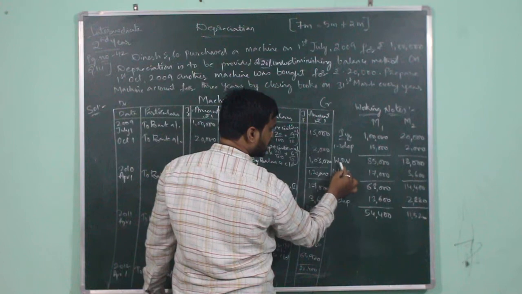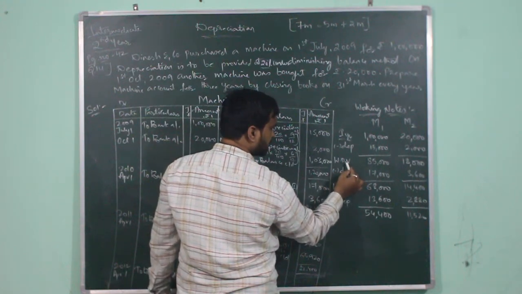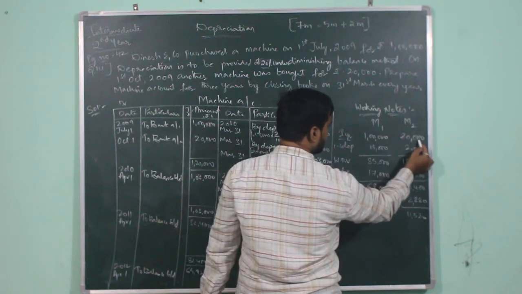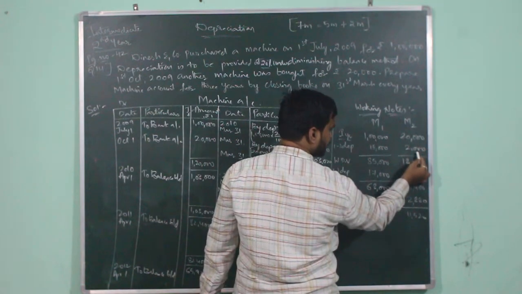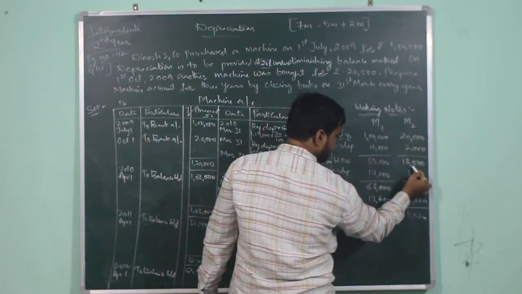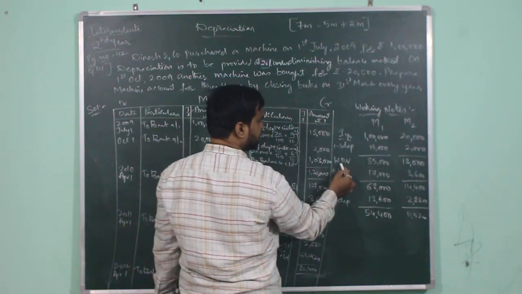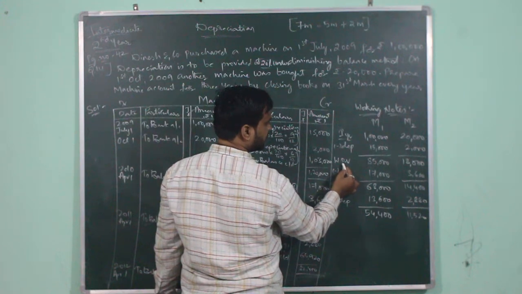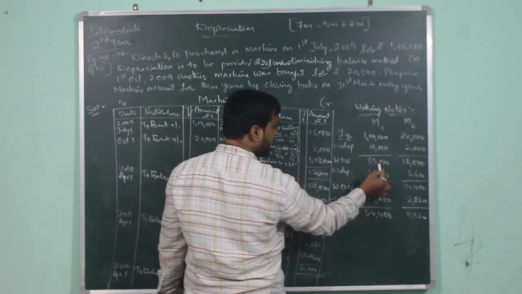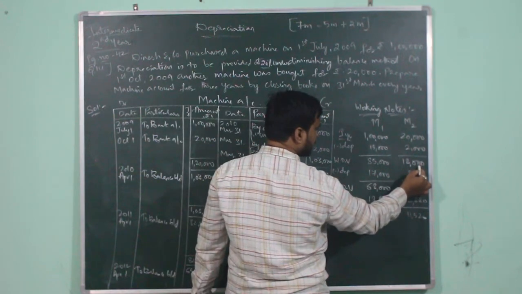So the written down value in second year of first machine will be 85,000, and for second machine we have purchased for 20,000 and we have provided a depreciation of 2,000. So the written down value of second machine at second year will be 18,000. At the end of second year, you are required to calculate 20% depreciation. For first machine you will be calculating it on 85,000, and for second machine you will be calculating it on 18,000.